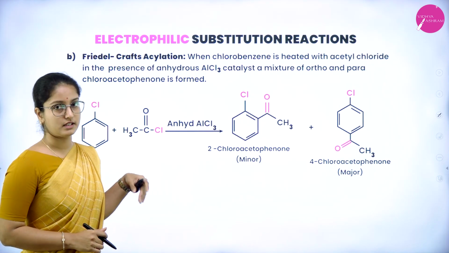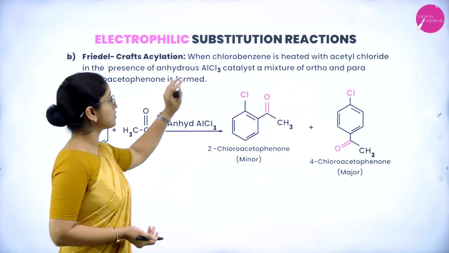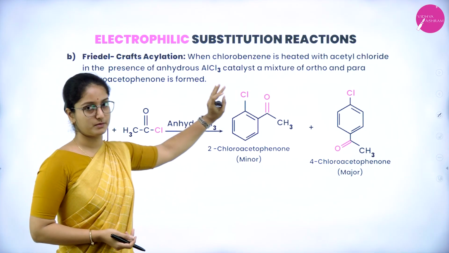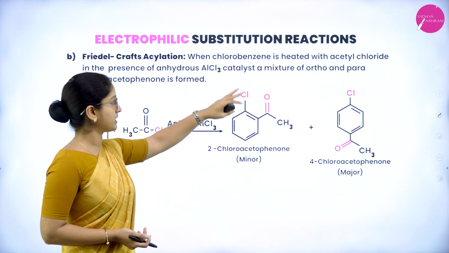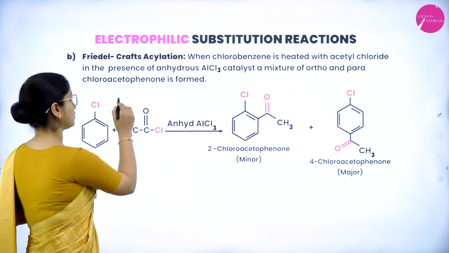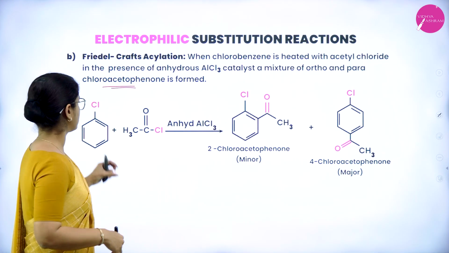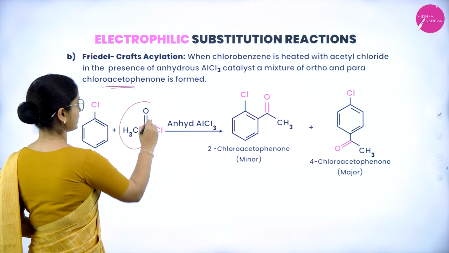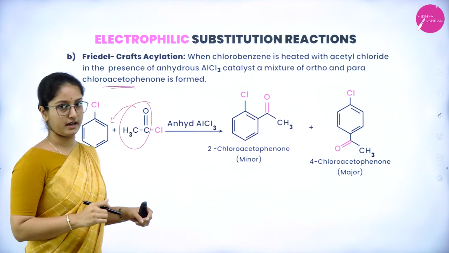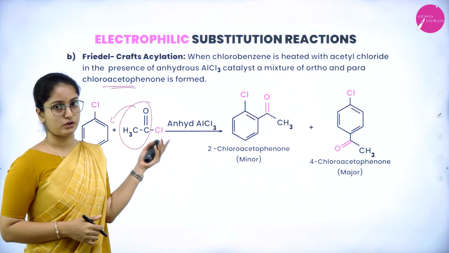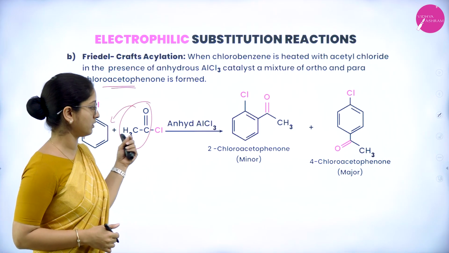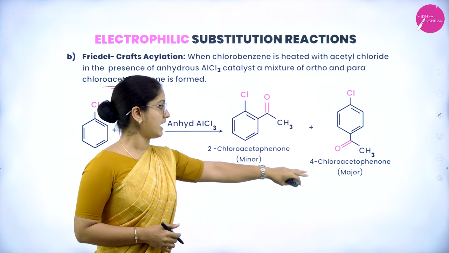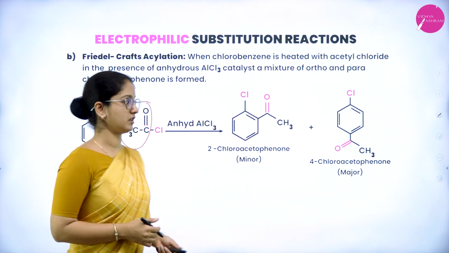Next, acylation, that is Friedel-Crafts acylation. So when chlorobenzene is heated with acetyl chloride in the presence of anhydrous aluminium chloride catalyst, same, a mixture of ortho and para chloroacetophenone is formed. So here chlorobenzene along with acetyl chloride, this whole group is going to take a position of ortho and para to give a mixture of both ortho and para chloroacetophenone. So here is the product mixture, that is 2-chloroacetophenone and 4-chloroacetophenone.